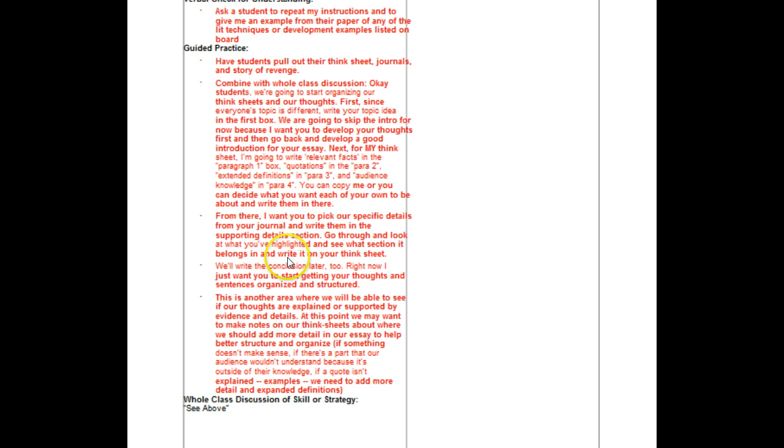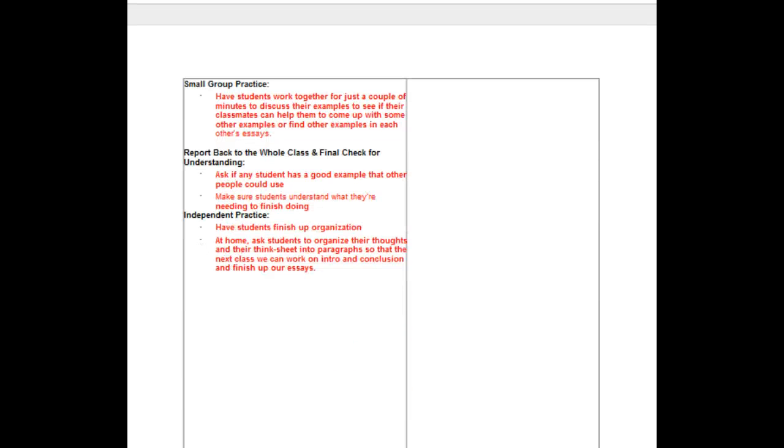Then you said you want to pick out specific details from your journal and write them in the supporting details section. Okay, so I got that. And you're saying, don't worry about the conclusion right now. So I got that, okay? Then you say there's another area where we will be able to see if our thoughts are explained or supported by evidence and details, okay? Make some notes on your think sheet, and then you move into this whole class discussion, okay? You ask the students to organize their thoughts and their think sheet into paragraphs. You ask them to, again, look at their journals and find some pieces to put in their think sheet.